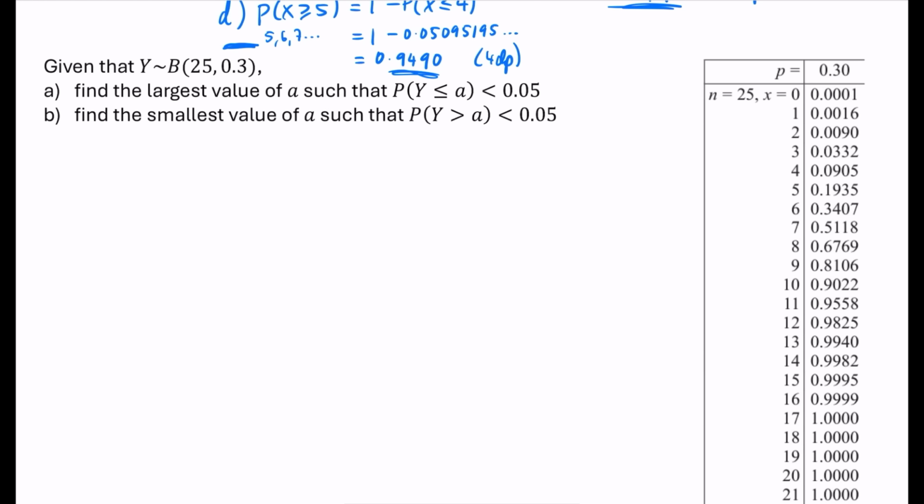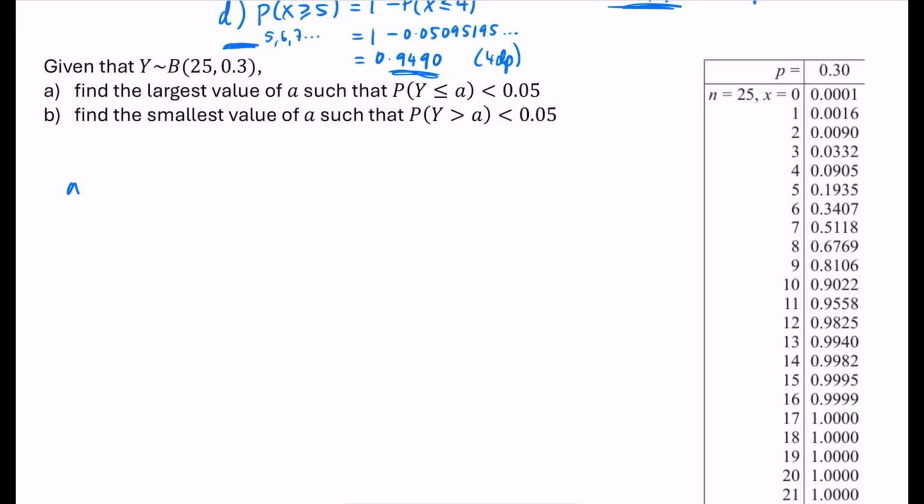I've gone to the section of the formula booklet where the probability is 0.3, the number of trials is 25, and we have these cumulative probabilities. They're always telling us the probability of this value or less. So 0.6769 represents getting 8, 7, 6, 5, 4, 3, 2, 1 or 0 all added together.